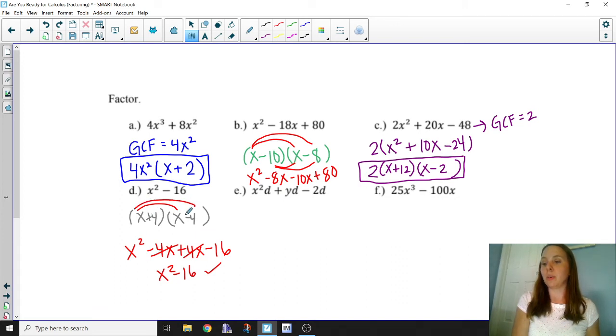I never finished my little arcs, did I? Sorry, I'm thinking about my dog now. All right, the red that I have here is just the check.